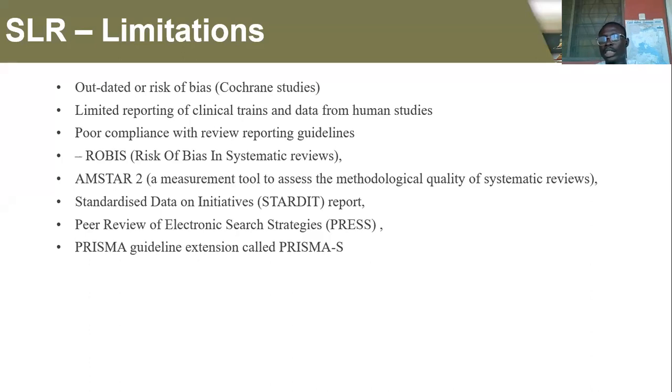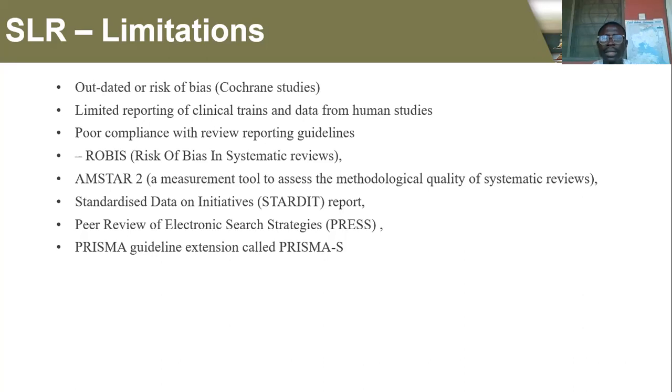Then the third one is poor compliance with review reporting guidelines. As we got to know according to the other author in reference 28, there should be transparency for validity and reliability's sake, and therefore documentation of these processes. In order to review and report appropriately, there is a systematic way, but at times people don't follow it systematically or religiously. That's one of the challenges of systematic literature review.